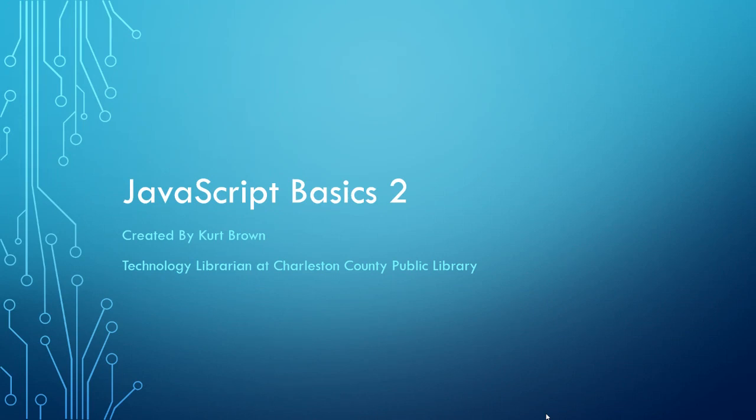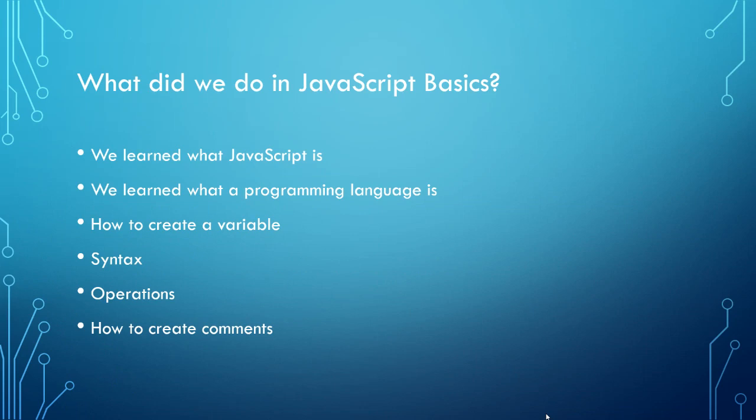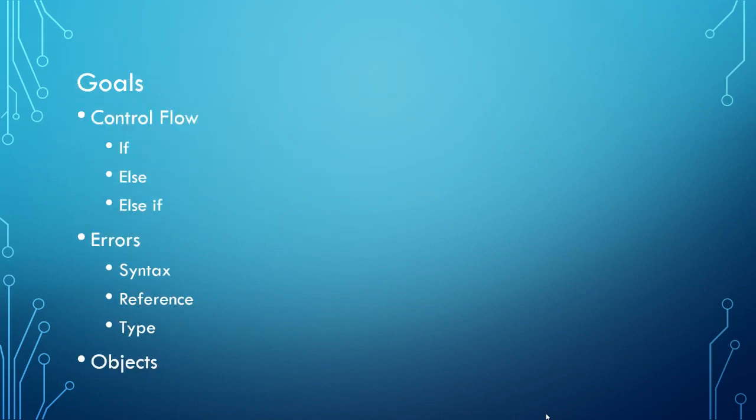In this video, we're going to be learning a little bit more about JavaScript. This is the 7th of 8 web development videos. And in the last video, we learned what JavaScript is, and we also learned what a programming language is. We learned how to create a variable, we learned about the rules of JavaScript, and we learned about some operations and how to create comments.